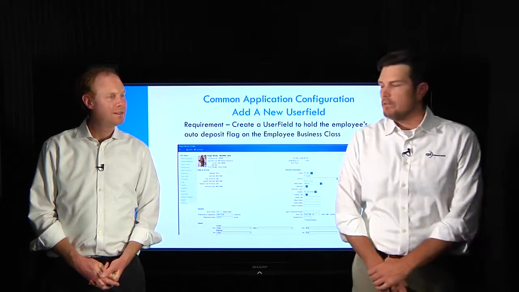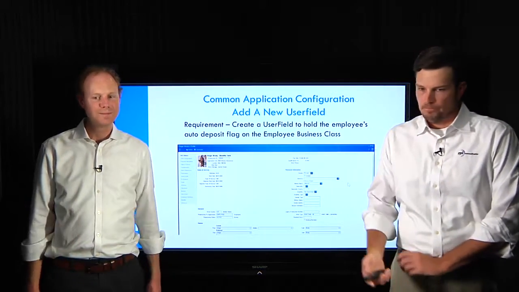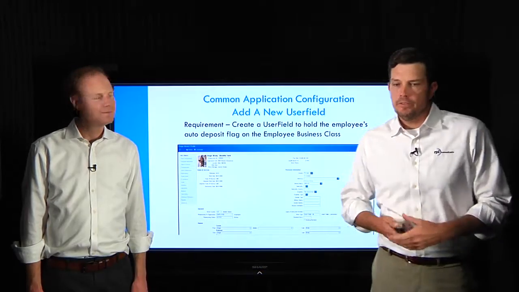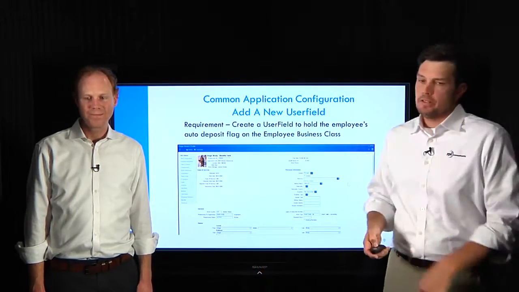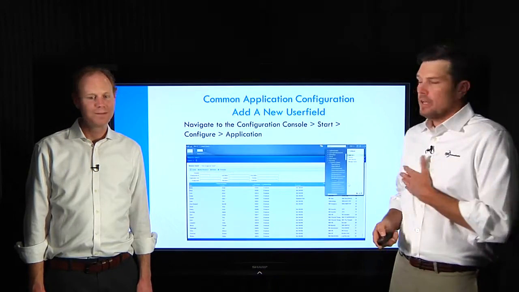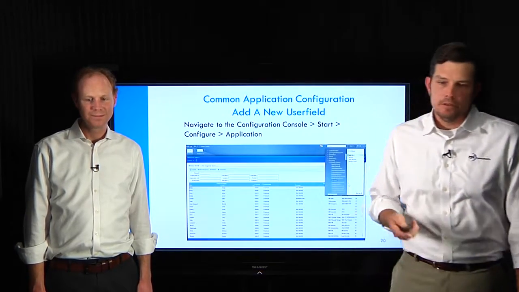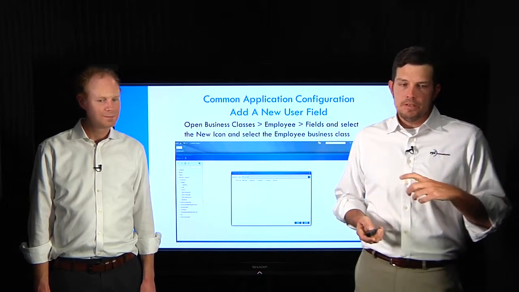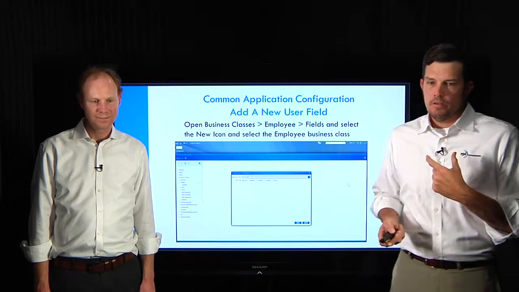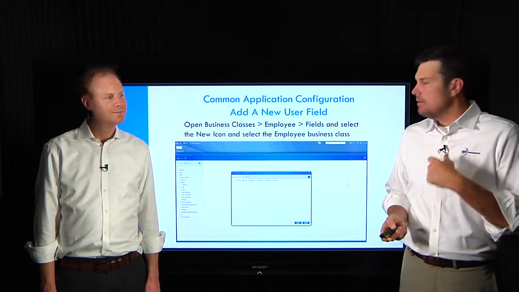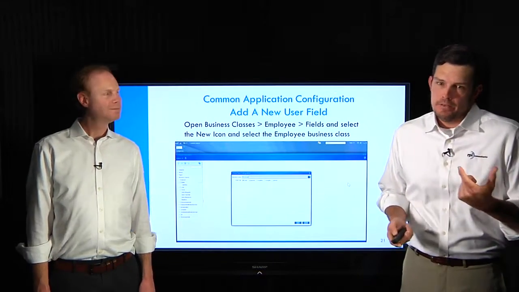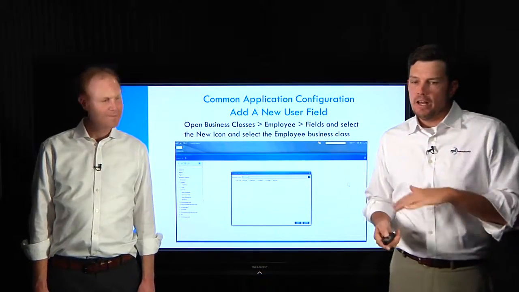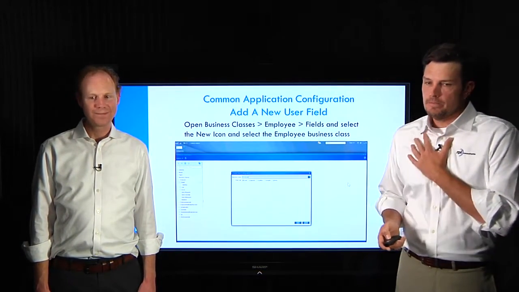Yeah, in the newer releases of Landmark, you are. All right. So the requirement here is to create a user field to hold the employee auto deposit flag on the employee business class. Again, we're going to navigate to the config console, going to the start menu, configure application. We're going to open our business classes, and we know it's the employee business class because that's where we want to add it to. So we're going to open fields, and then we select a new icon because, again, we're adding a new configuration to the employee business class.